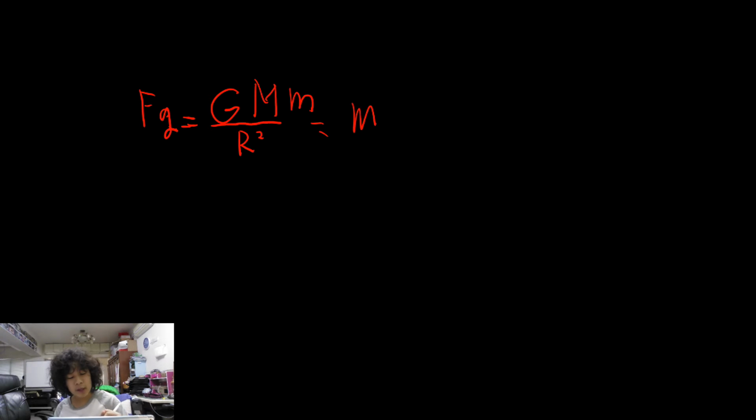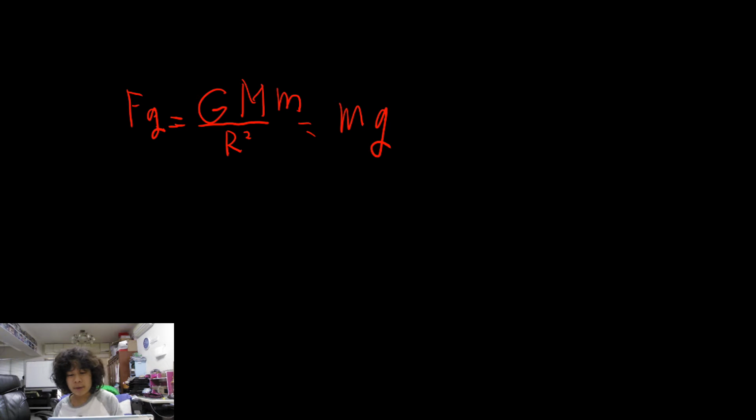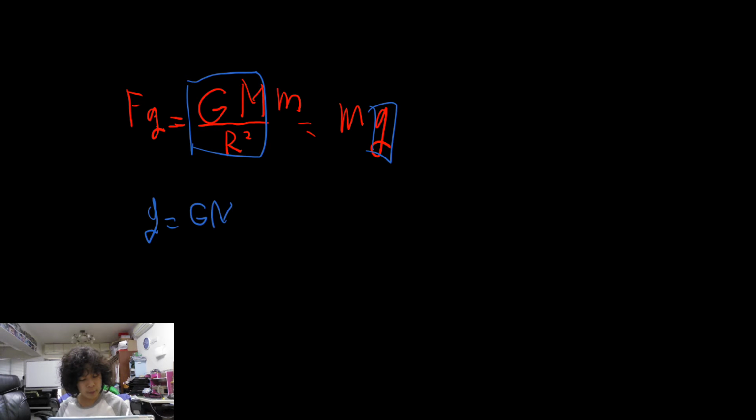Fg equals G times, first let's assume the mass of Earth, because now I'm going to calculate the gravity between you and the Earth. Let's assume it's M, times your mass, which I assume is small m, divided by r squared, which is equal to m times g, right? And you'll find a very interesting thing. So this g, which is this part. You get a conclusion that g equals GM divided by R squared.